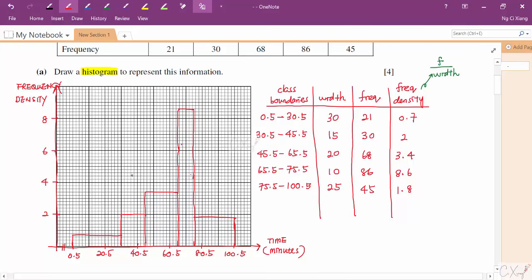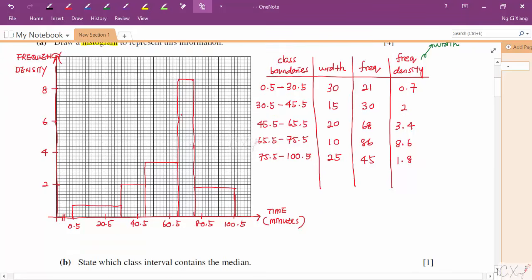You can observe that the widths of the bars are different. Right, so now let's continue further. For part B, they are asking what is the class interval that contains the median. To get the class interval that contains the median, we might need a little bit of help from cumulative frequency.